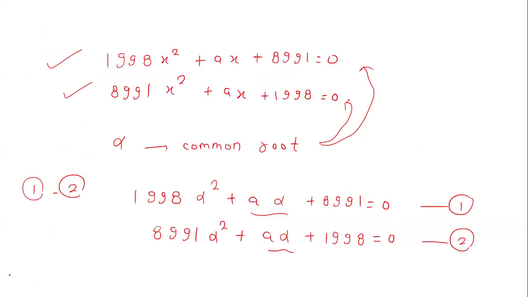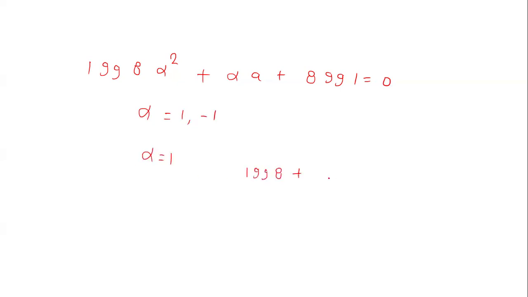So now let's look at this equation. We have 1998 alpha square plus alpha times a plus 8991 is equal to 0. Now we know the alpha values, 1 and minus 1. If you put alpha is equal to 1, this equation will become like this. So from here you can see the a value is coming like minus 10,989.